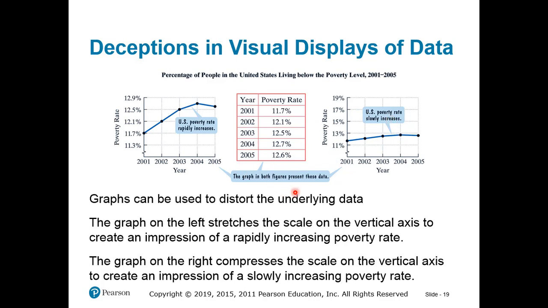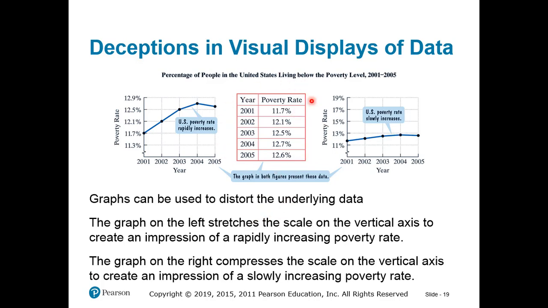Okay, and then here's a table, right? So here's the table, and you're looking at the poverty rates: 12.6, 12.7, 12.5, 12.1, and 11.7. So if you look at this table, it doesn't look like they're increasing very fast if you look at the numbers. In fact, from 2001 to 2005, you're looking at a total increase of less than 1% over a 5-year period. Okay, so graphs can be used to distort the underlying data.